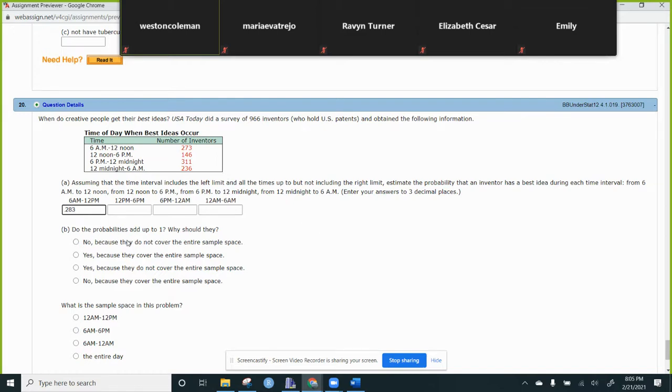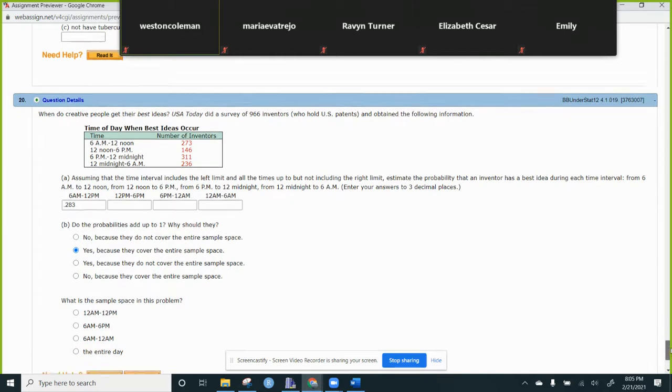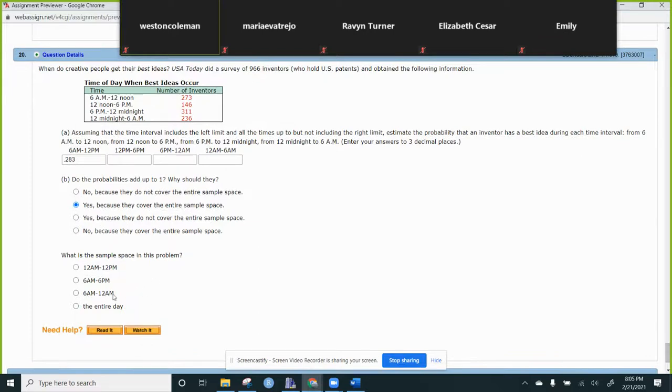And then it says, do the probabilities add up to 1? And you will want to say yes. Why? Because it goes from 6 a.m. to 6 a.m. So it's doing the entire 24 hours. And what's the sample space of this problem? It's the entire day because it's doing it just in 6-hour intervals.